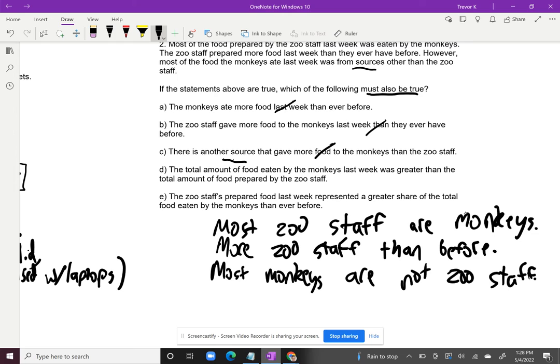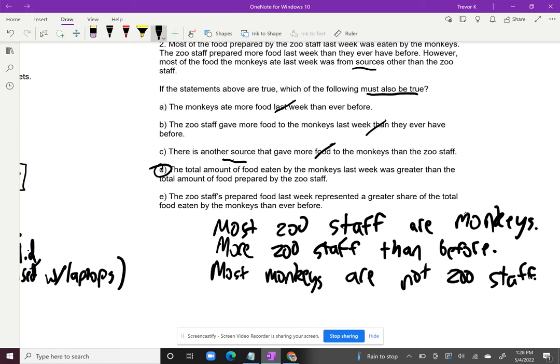D, the total amount of food eaten by the monkeys last week was greater than the total amount of food prepared by the zoo staff. So that's actually correct, right? That's sort of what we were talking about. How is it possible that most of the food prepared by the zoo staff is eaten by the monkeys if most of the food that the monkeys eat is not from the zoo staff? Well, the monkeys must be eating way more food than the zoo staff is preparing. Or in other words, the total amount of food eaten by the monkeys last week is greater than the total amount of food prepared by the zoo staff.